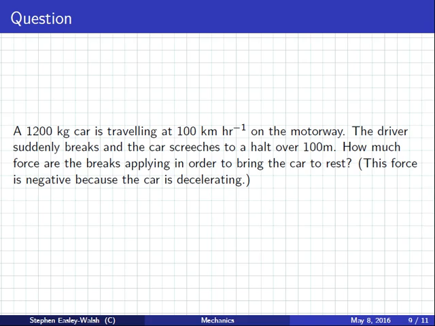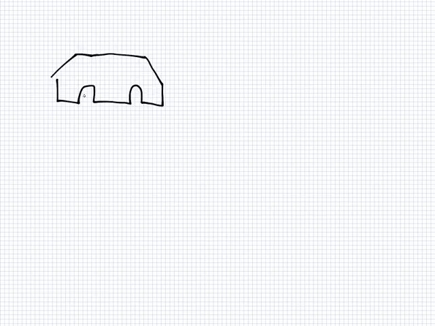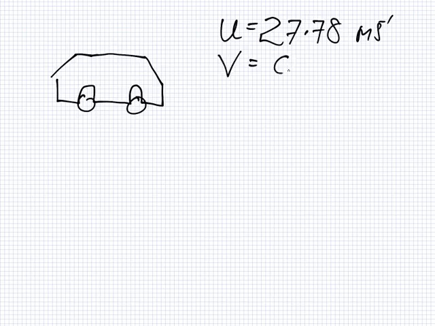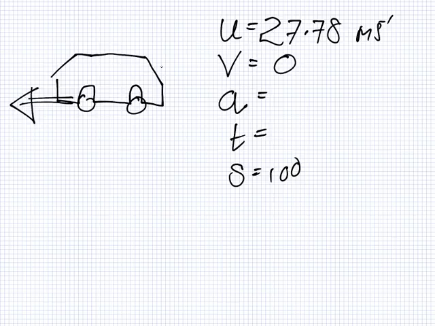Minus. Let me write down the information. So, here is our car-ish. Right, so the u is 100 kilometers an hour, and you converted it into, what was it, 27.78 meters per second. The v we definitely know, it's 0. The a we need, the t we don't know, the s we do know. So the force and the acceleration are acting backwards, and there, look, there's my driver. The car's going this way. So what formula could I use to get the a here? v squared, I think. v squared equals u squared plus 2as, so that's 200a.